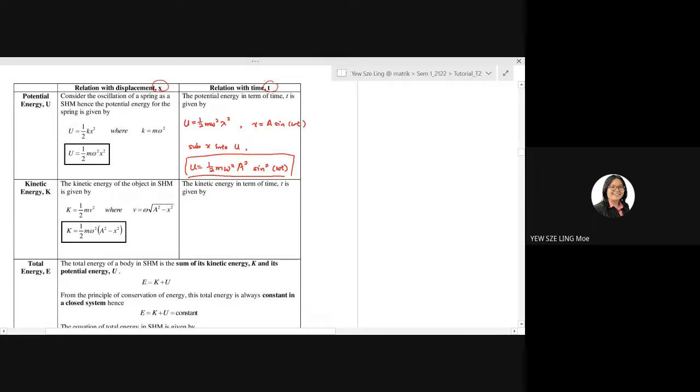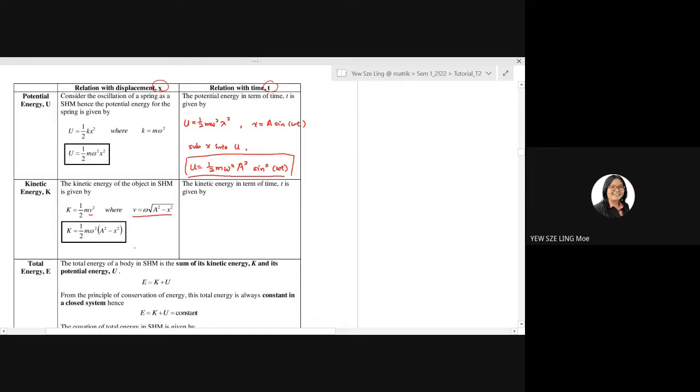And we're going to do the same for kinetic energy. The kinetic energy of an object in simple harmonic motion is K equals 1 over 2 mv squared. If you want to calculate it in terms of displacement, you sub v equals omega square root of A squared minus x squared. You don't have to include plus minus because kinetic energy has no direction, you just want the magnitude. So K equals 1 over 2 m omega squared (A squared minus x squared). This is if you are given displacement.